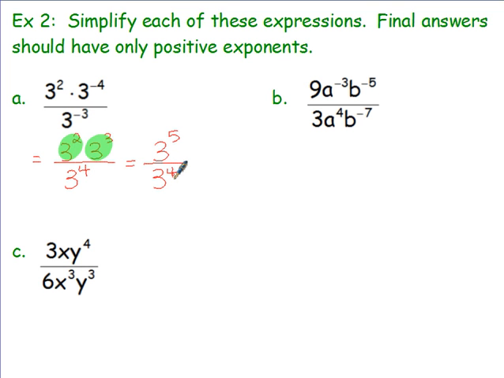But there are still more like terms. Now we have a 3 on the top and a 3 on the bottom, which means we are subtracting. Larger amount 5, take away the smaller amount 4, leaves me with 1 3, and there's more on the top, so that 1 3 is on the top, and 3 to the power of 1 is just 3.